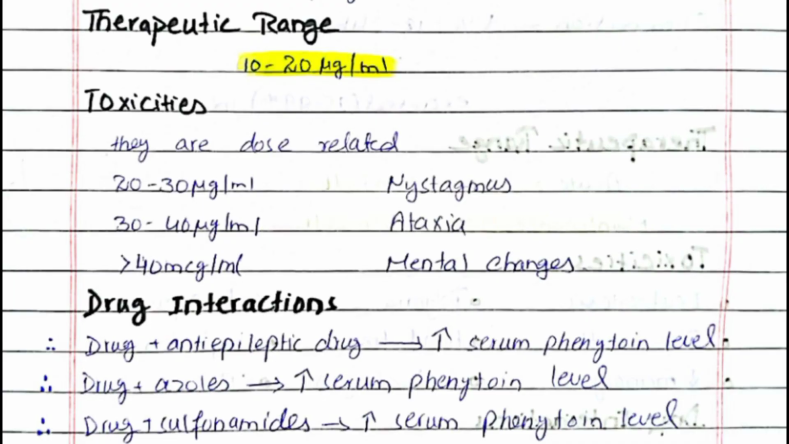So the therapeutic range of phenytoin is 10 to 20 microgram per ml. So the level should not exceed 20 microgram per ml, or fall below 10, because the toxicities of phenytoin in the body are related to the dose. So if it is below the therapeutic range, it can cause problems, and if it is above the therapeutic range, it can of course cause toxicities.